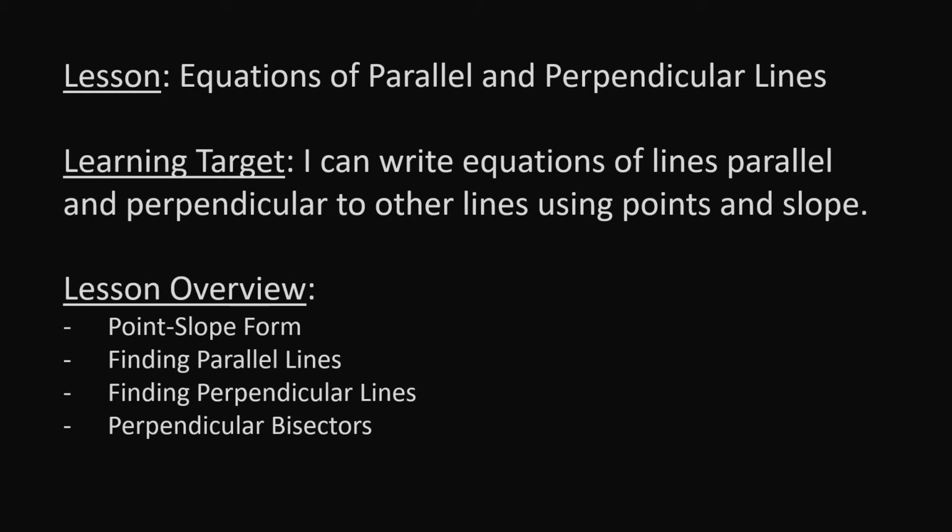So in today's lesson we will cover point-slope form. I know we're familiar with slope-intercept form very well. We are going to use point-slope form to find lines parallel to each other and lines perpendicular to each other, and also apply our knowledge to talk about perpendicular bisectors on a coordinate plane. So make sure that you are following along in your guided notes, and let's get started.